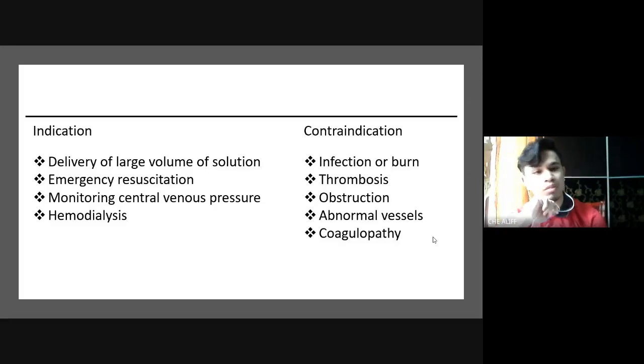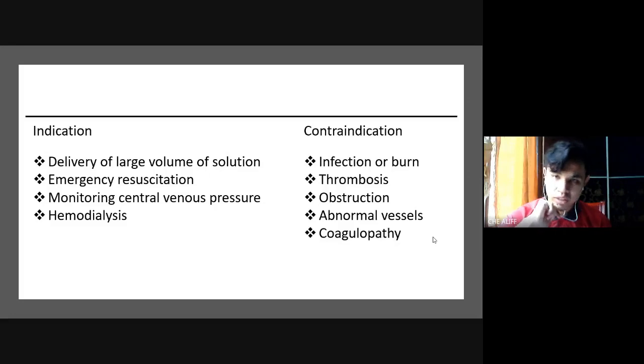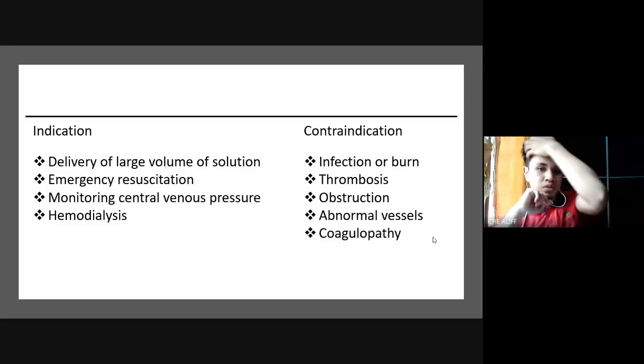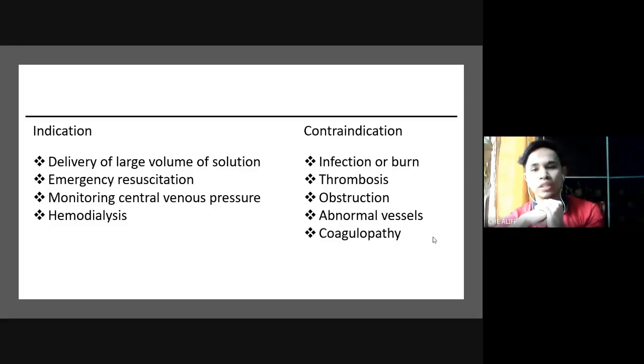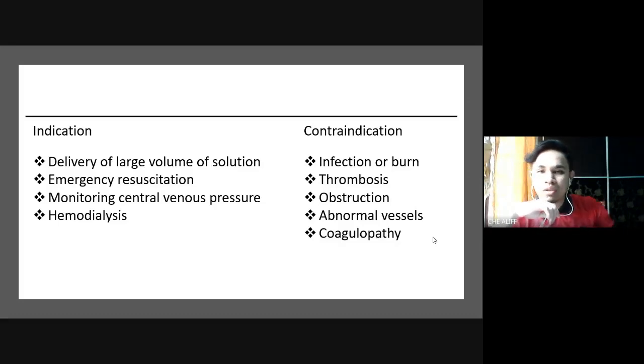Bear in mind that apart from the indications, we must also think of the contraindications for this procedure. The contraindications are infection or burn at the site where we want to introduce the central line, because it can increase the chance of spreading microorganisms, and also any occlusion of the vessel, for example thrombosis, obstruction by a mass or tumor, and also any abnormality of the vessel and coagulopathy.